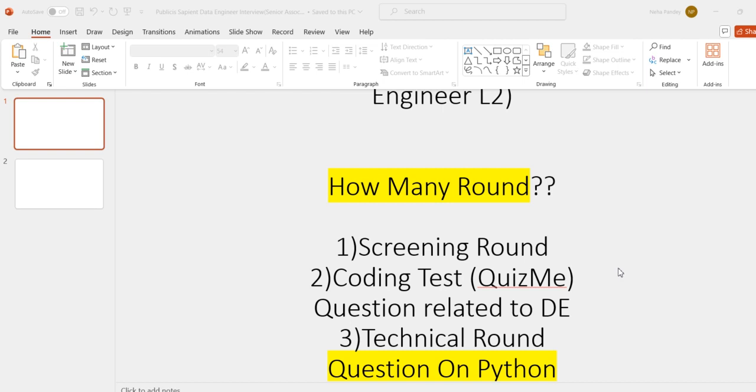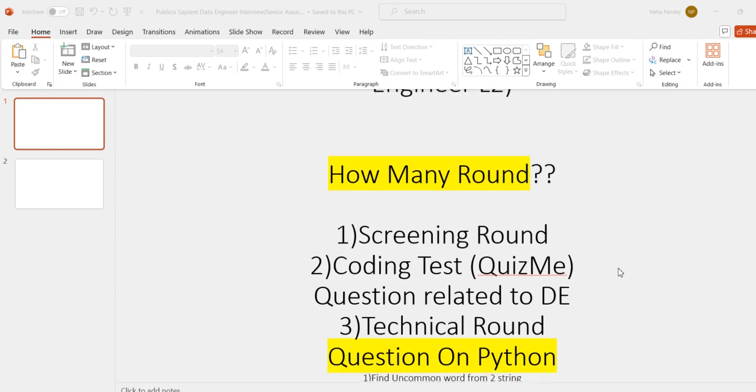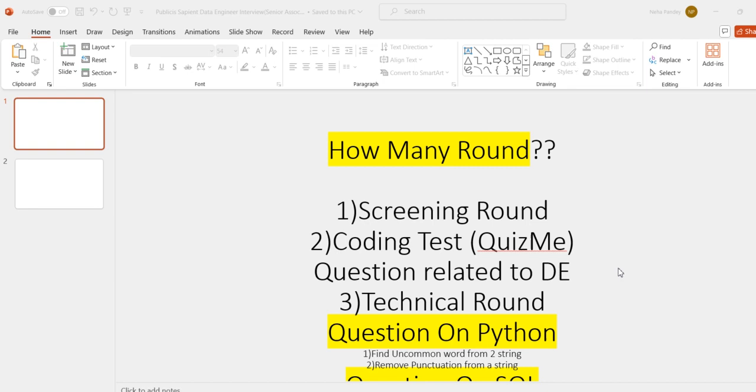If you submit this test, after 1 or 2 days you will get the result. Then there would be a technical round. The technical round happens between 1 hour to 1.5 hours. The technical round would be a bit in depth. They ask knowledge from basic to your project level and high level also. In my case, this technical round went up to 1.5 to 2 hours.